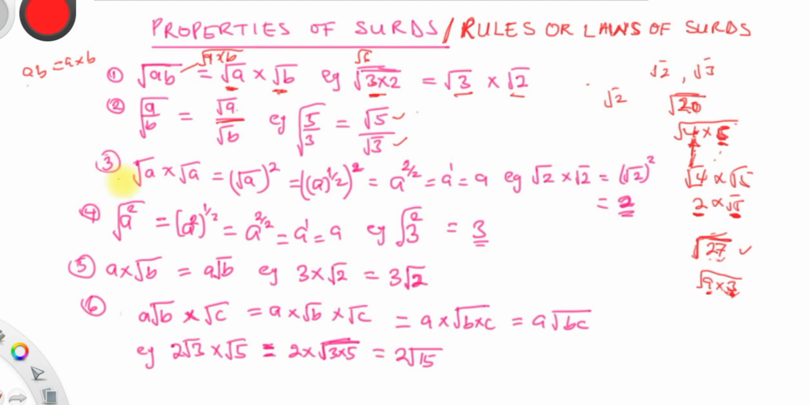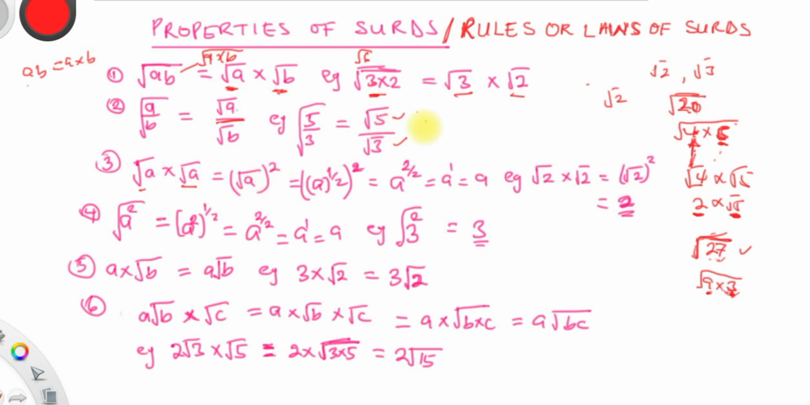Let's look at the third property, or law, or rule. We are saying that if you have the square root of A times the square root of A, then it's the same as the square root of A squared, and then this square will cancel.